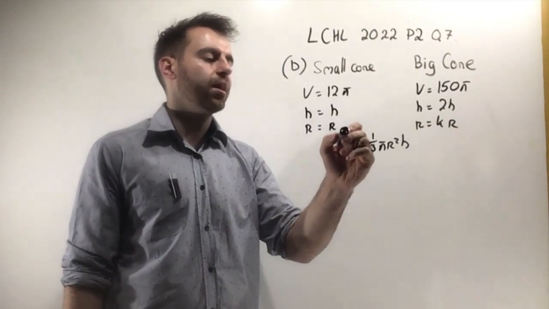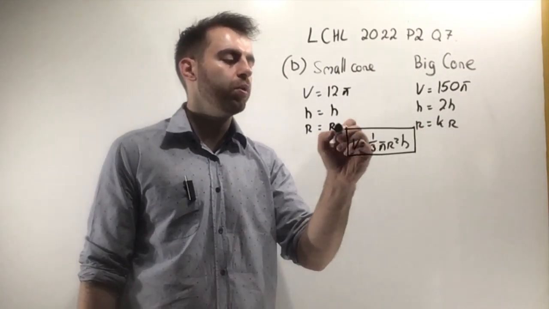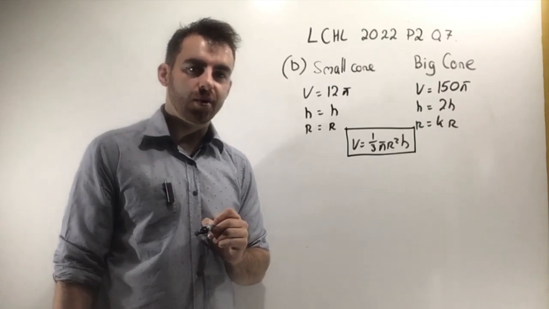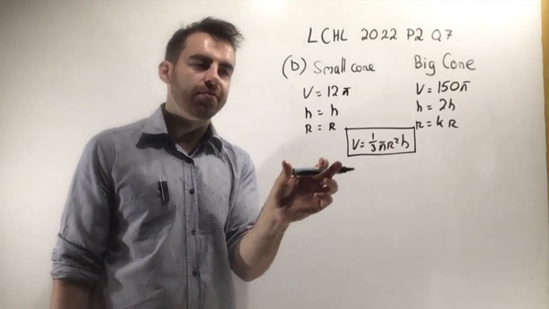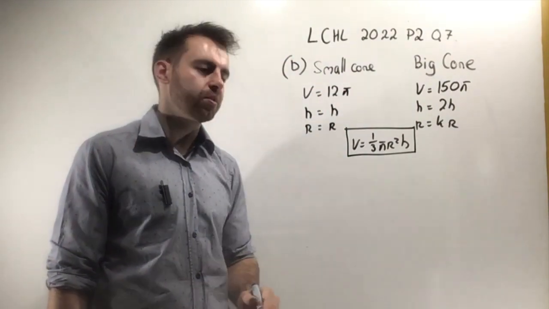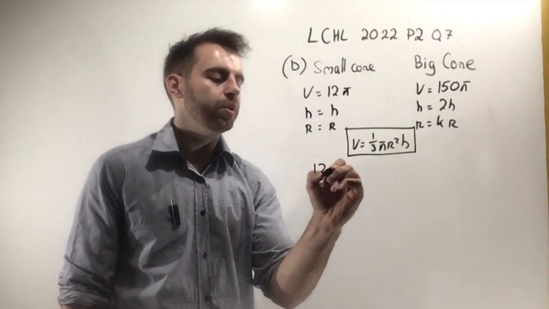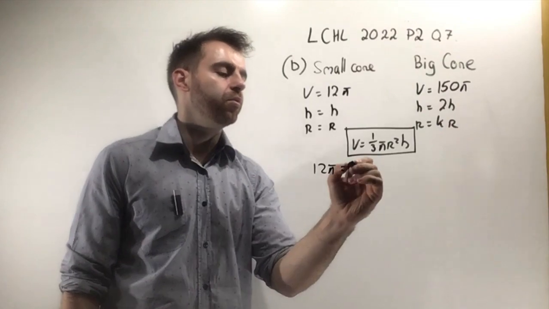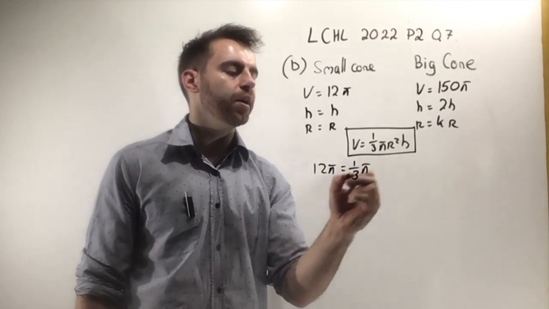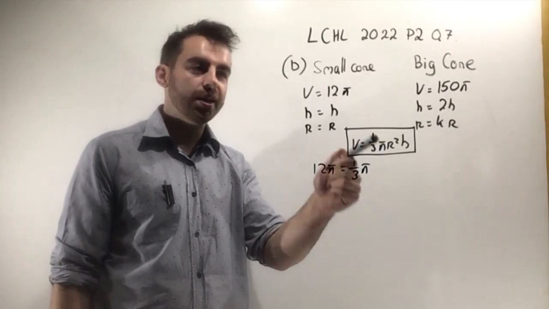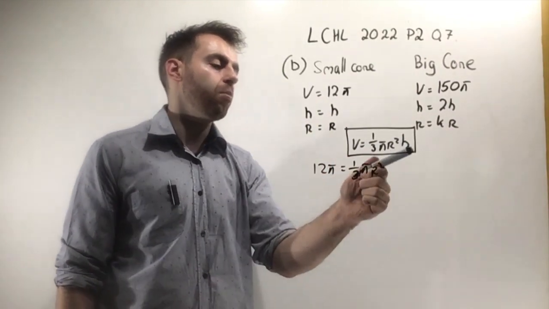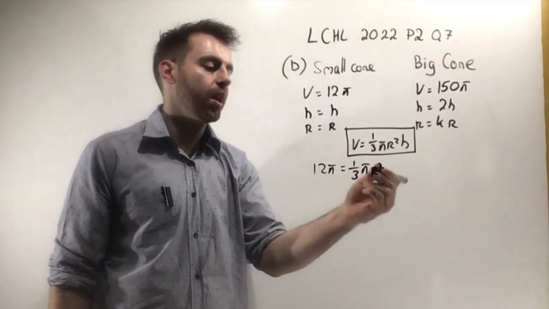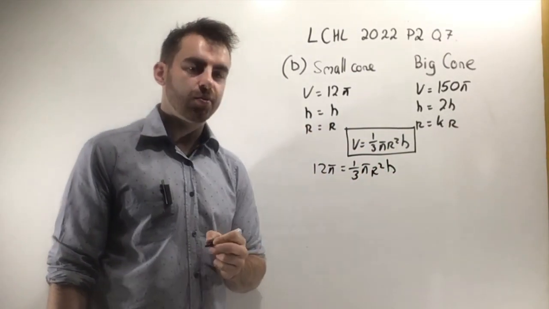If you go to your maths tables, the volume of a cone is (1/3)πr²h. So let's just sub in here and see what happens. I'm going to start off with the information from the small cone. The volume would be 12π, and obviously 1/3 is a number, π is a number. I'm referring to the radius of the small cone as r, so r² will stay the same. I'm referring to the height of the small cone as h, so that's going to stay the same as well.